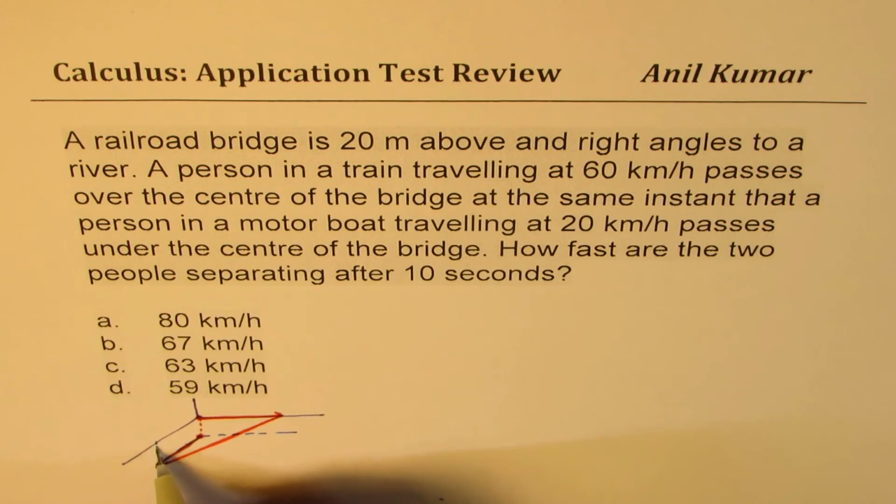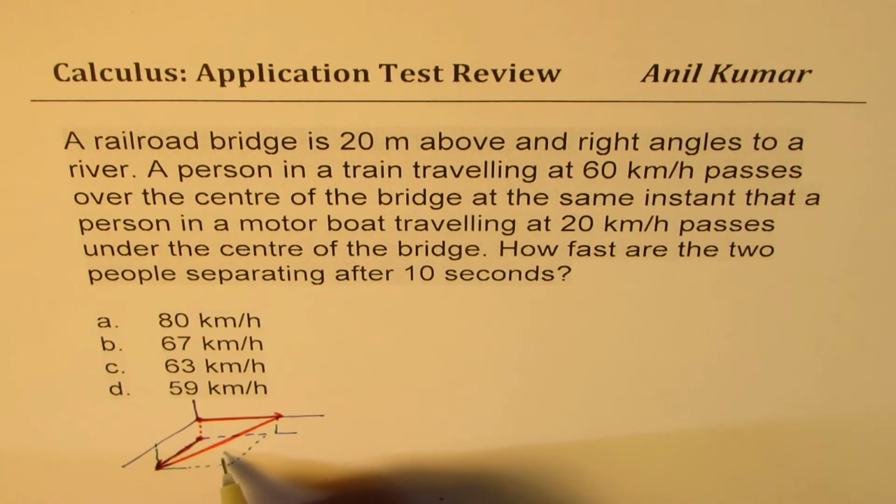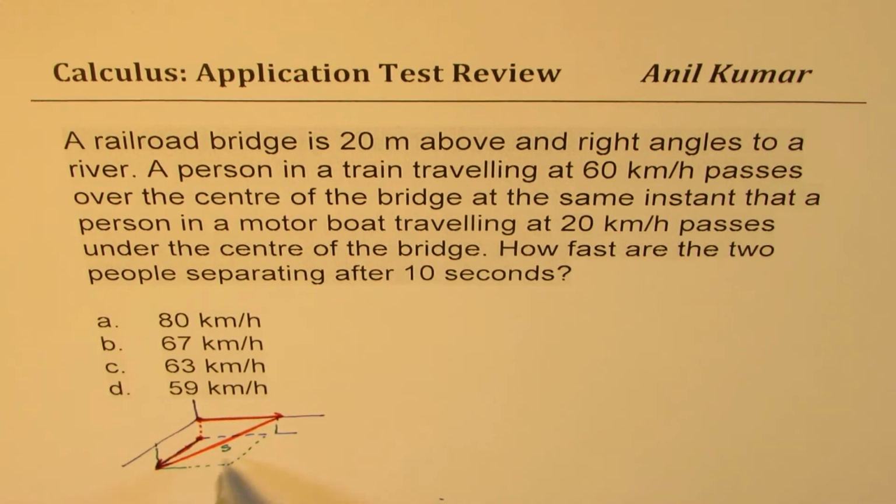So if you think about this to be a box, let's say we just complete this box now. You can find this distance, let's call this distance S, the separation between the two, right? So from this figure, you can find this as the square root of the sum of squares of all the three quantities, correct?